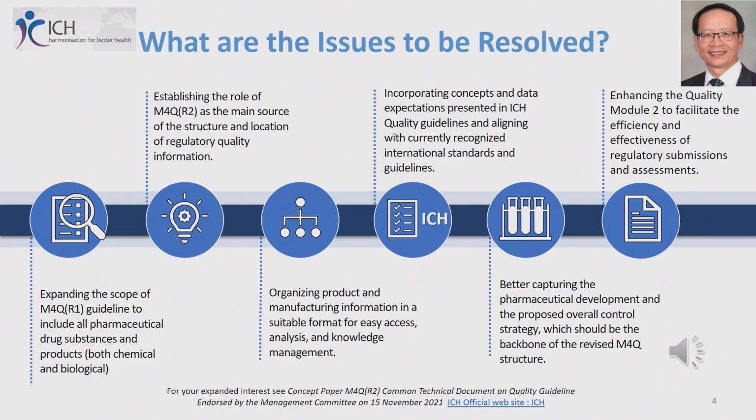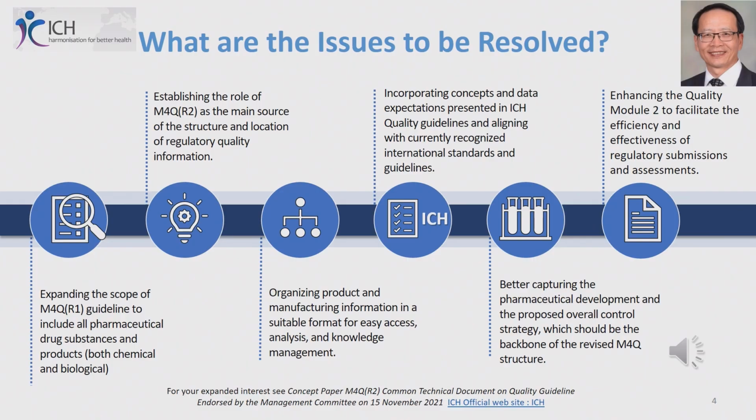The core issues we're addressing with M4Q R2 center around 6 key areas. We need better organized product and manufacturing information that facilitates easy access, analysis, and knowledge management. The pharmaceutical development and the overall control strategy should be the backbone of our revised structure, representing a modern science-based approach to quality. M4Q R2 serves as a definitive source for the structure and location of regulatory quality information and limits confusion about where specific information should be placed.